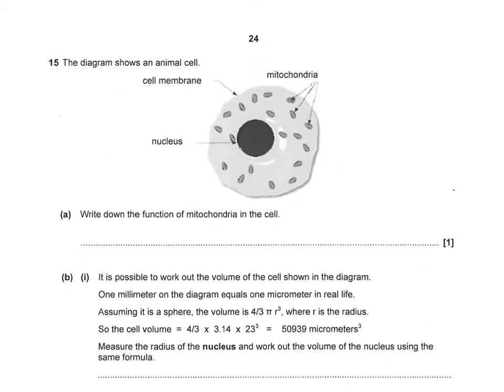The diagram shows an animal cell. Write down the function of the mitochondria in this cell. So mitochondria do the respiration in the cell. So that's your mark there, just saying respiration.